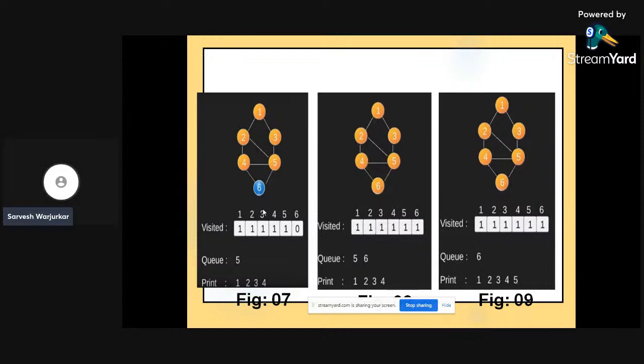Ultimately, when we have visited all the nodes, the whole diagram is completely in orange mode. Since I have already mentioned the visited node, we are going to change the color of that node from blue to orange, and that's why I have given it.